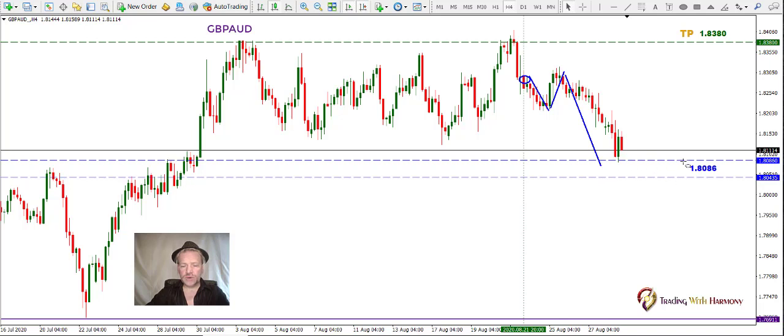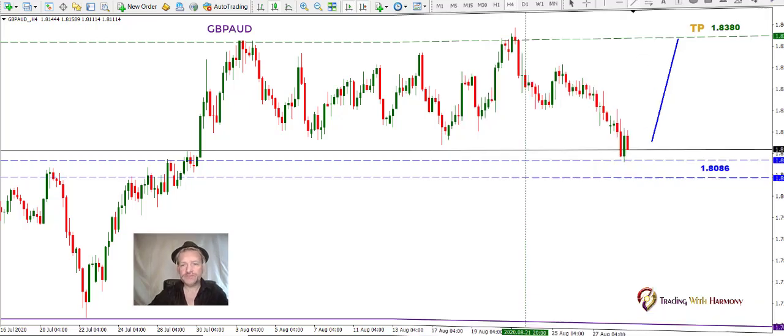So for this week then, what I'm looking for is for this level to hold, which is the 1.8086. So if we can get price to hold at this level, and we get a candle coming up and finishing above here, I'm looking for price then to continue back up north and to hit the actual TP level, being the 1.8380 for this week and beyond in the pound Aussie.